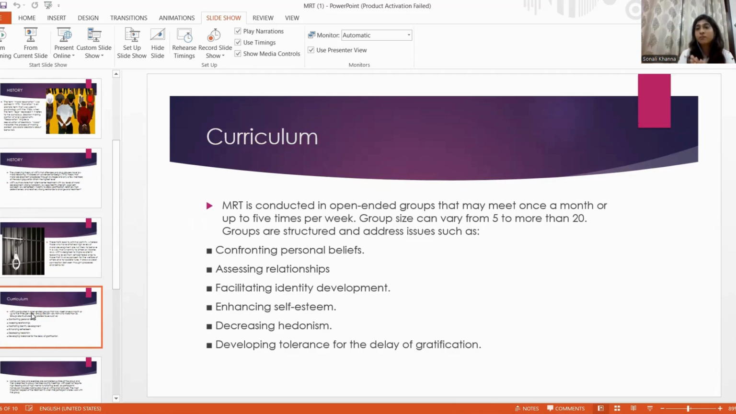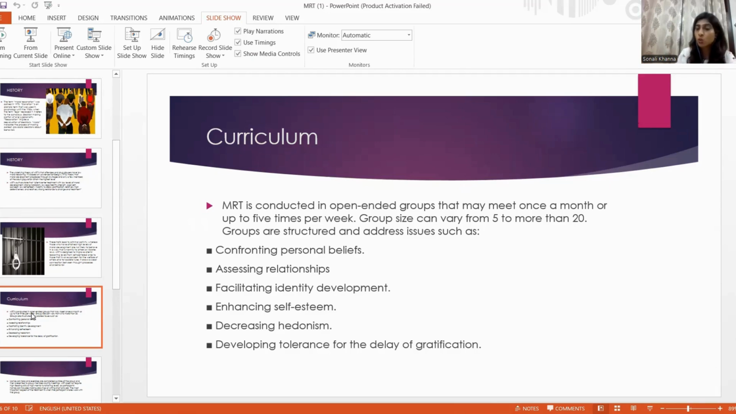Then decreasing hedonism. Hedonism is generally the term used for negative approaches. And tolerance for delay of gratification. A lot of times, whatever you want, you will not get immediately. You have to wait for it. So you need to have patience and tolerance in order to wait for that particular desire to be accomplished.